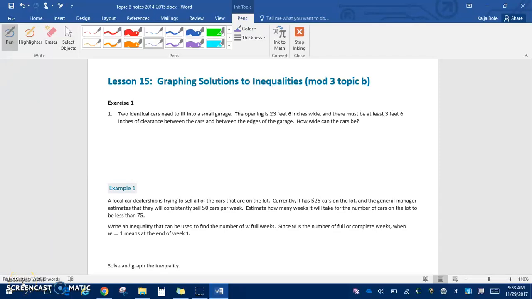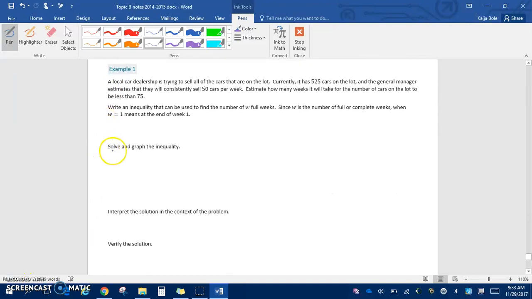Alright, here we are on Lesson 15, Graphing Solutions to Inequalities. This is the last lesson for the topic, so we should be on page 27 of our note packet. Alright, we're going to skip exercise 1 and go straight to example 1.